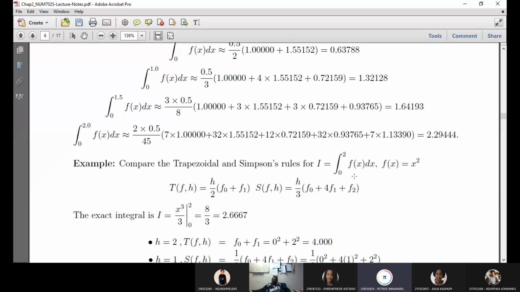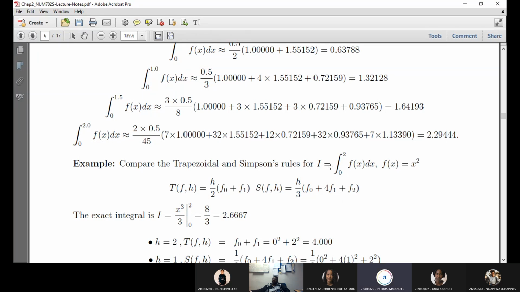Now, the actual integral, I, because this function's antiderivative is just a polynomial, we can find the exact value of the integral, which is 8/3, right? 8/3 gives us 2.667. That's the exact value of this integral. Now, if you use the exact limit of integration, that is from 0 to 2, we can use our trapezoidal rule.